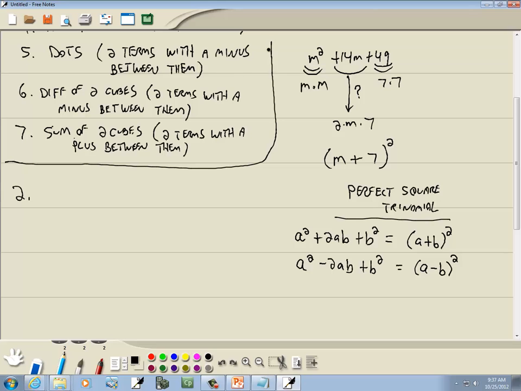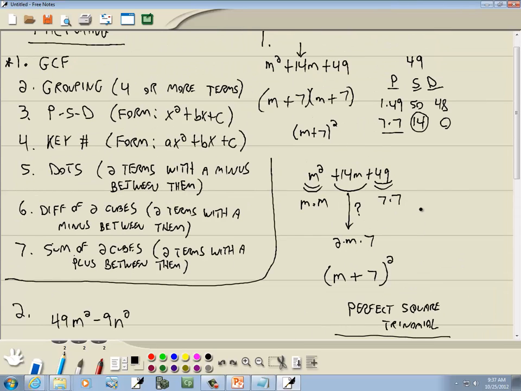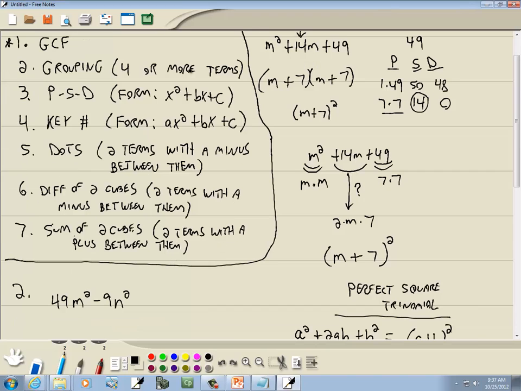Okay, number 2, we got 49m squared minus 9n squared. Okay, GCF. 49 and 9, no GCF. Grouping, 4 or more terms. That doesn't fit. PSD and key number are both 3 terms, so those don't fit. Difference of 2 squares. 2 terms with a minus between them.